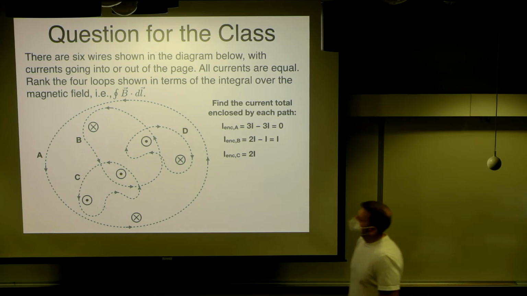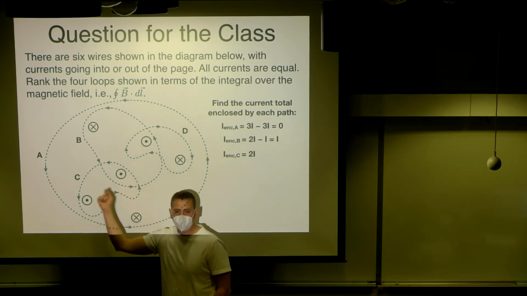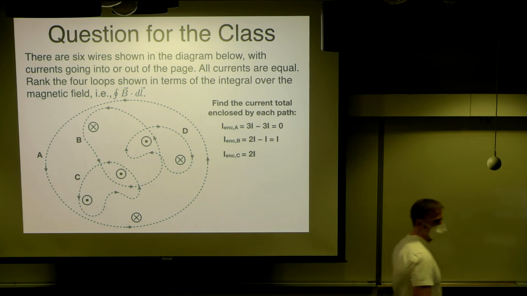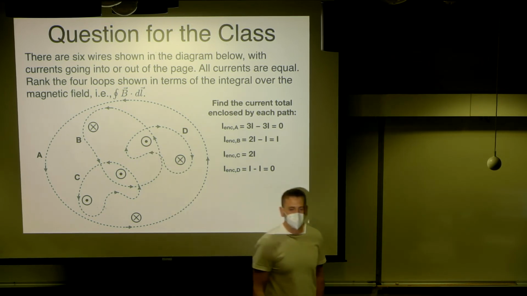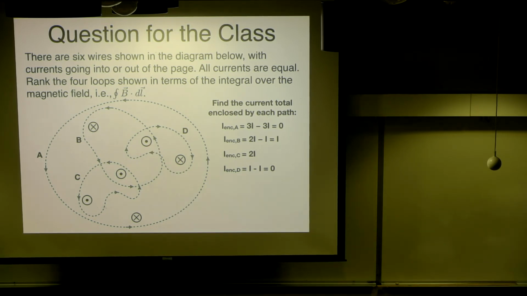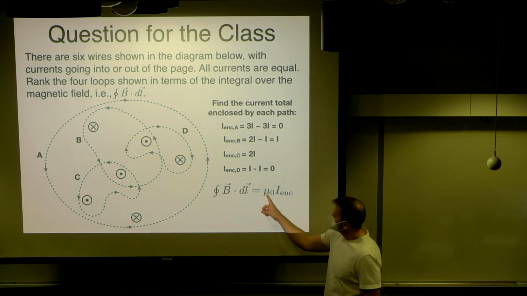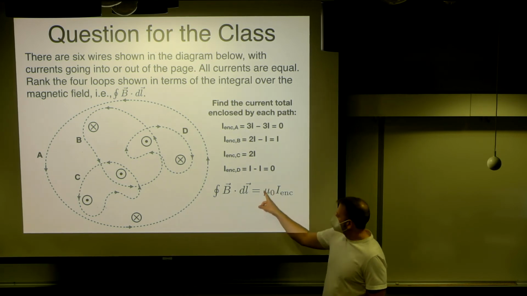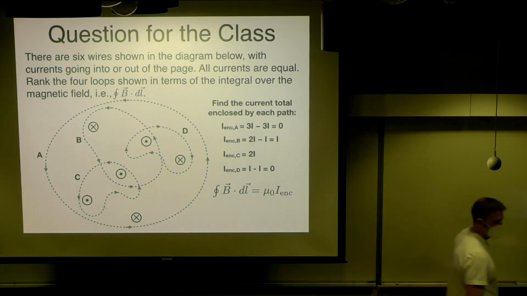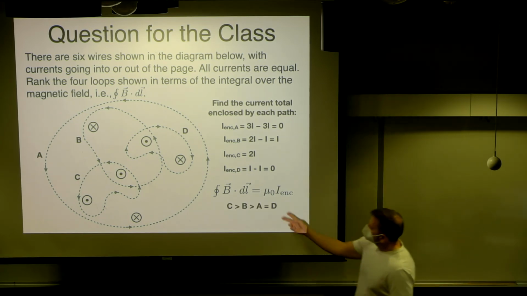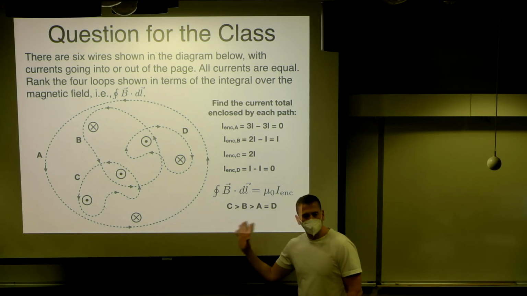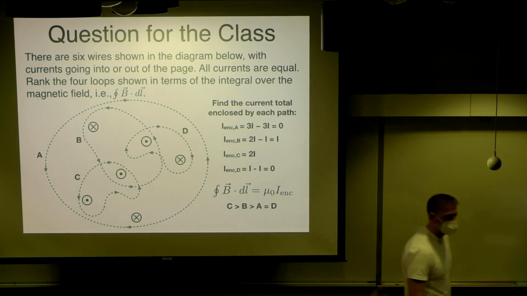For C, we're enclosing two currents that are coming out of the page, so that's just 2I, they're in the same direction. And then for D, we're enclosing one current coming out of the page and one going into the page. So that's I minus I, that's 0. So because the integral B dot dl is just mu naught times I enclosed, we can rank them in terms of their I enclosed, and that ranking is C, B, and then A and D are equal at 0. Okay? Pretty straightforward, hopefully? Okay, let's keep moving then.